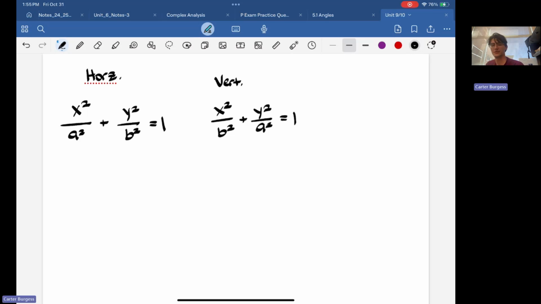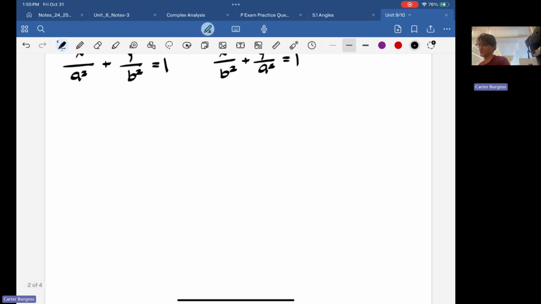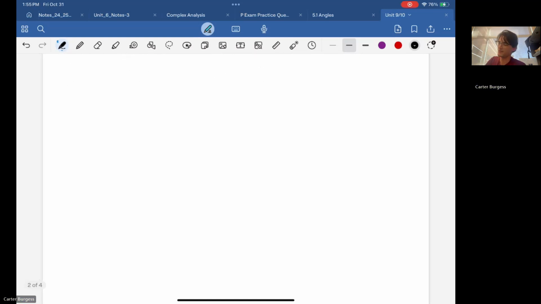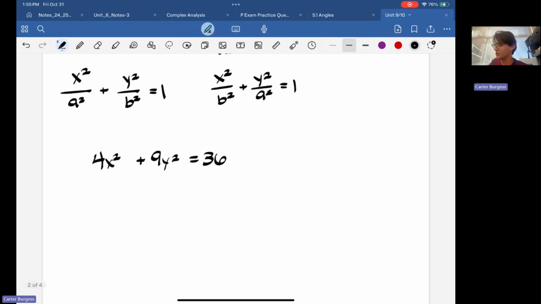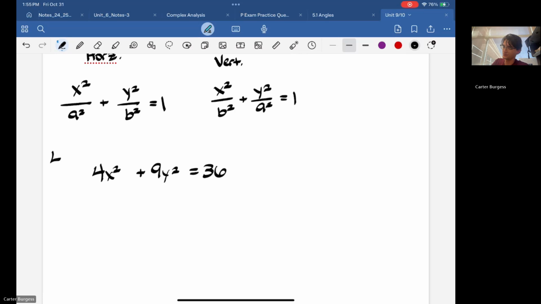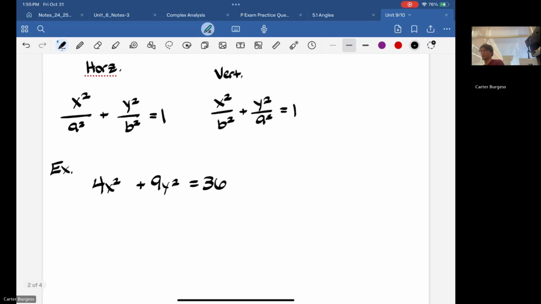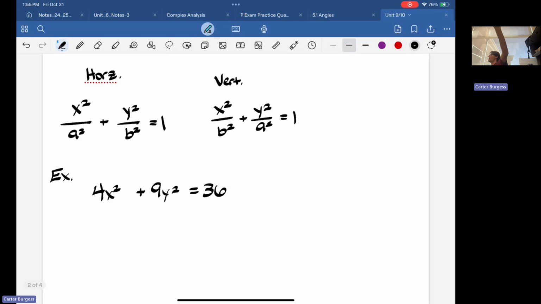Let's look at an example. So first example that you guys have on your notes, I've got 4x squared plus 9y squared is equal to 36. What would you guys do in order to get the equation that we have here into the ellipse form that we see above? What did you say, Carson? I liked your idea, which is why I'm picking on you.